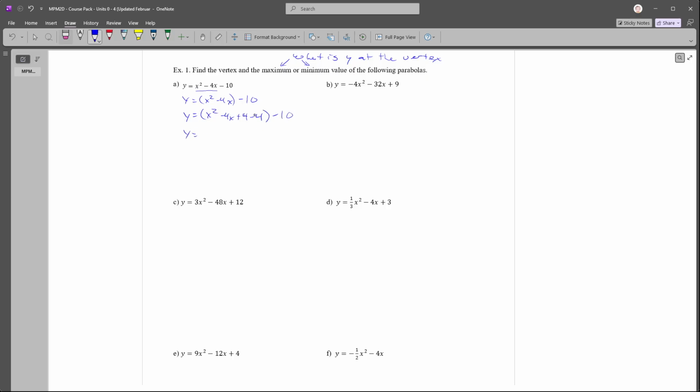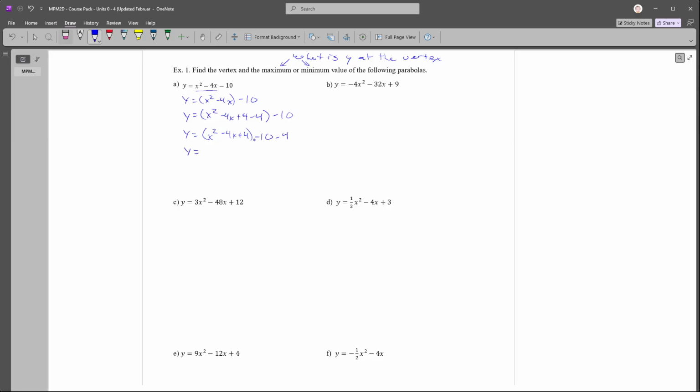Next step is we got to get rid of the minus 4. We bring it out to the outside, but we have to multiply it by a. A just happens to be 1 right now. So inside we still have x squared minus 4x plus 4. Now on the outside we have our minus 10, and minus 4 times 1 is still minus 4.